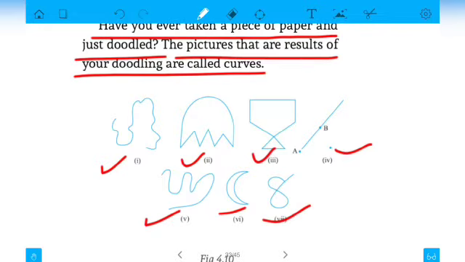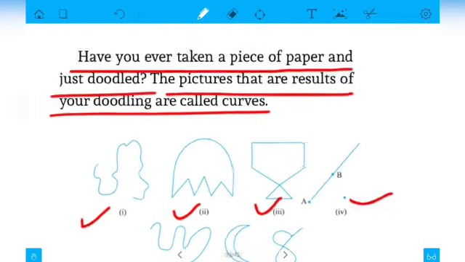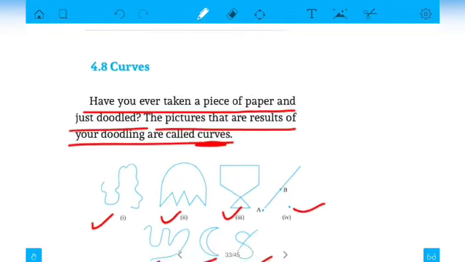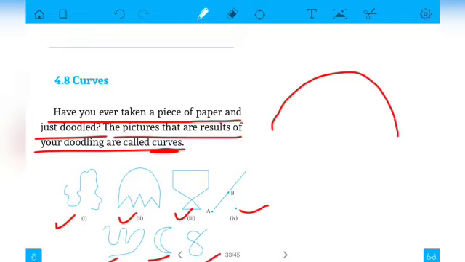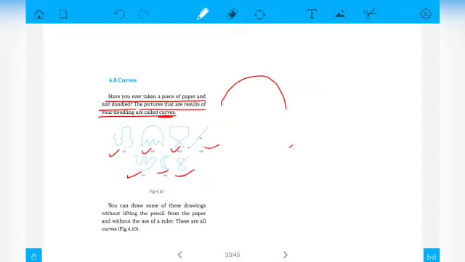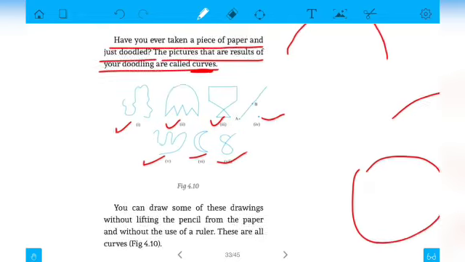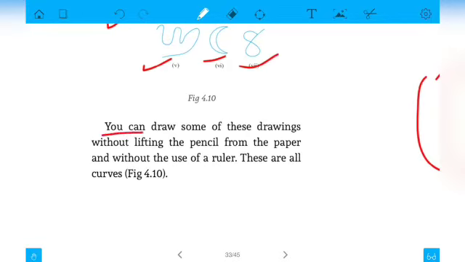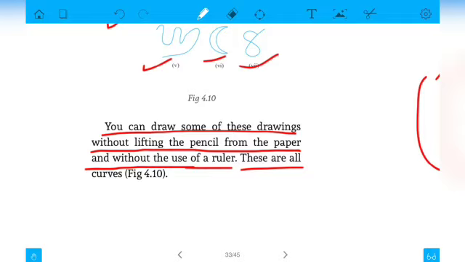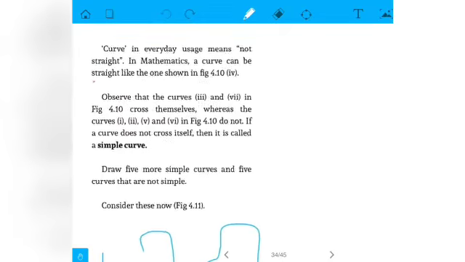So you will say these are examples of curves, but especially the word curve means a part which is bent from anywhere. You can take a curved path of the road or the perimeter of a circle. These are all examples of curves. Now you can draw some curves without lifting the pencil from the paper and without the use of a ruler. These are all curves. Get to the next page.